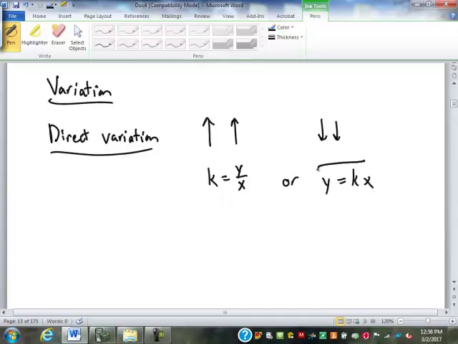Typically, we will use this setup. But if we're comparing situations, we'll use this setup. Direct variation is what we call proportional.